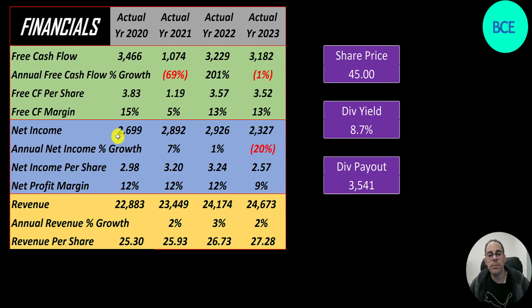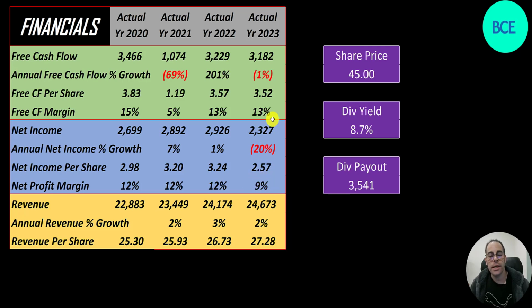Net income is the profit or loss on the income statement. It's revenue minus expenses. And that's fairly consistent, 2.5 to 3 billion a year. It was lowest in 2023 at 2.3 billion, down 20% from 2022. Their margins dropped from 12% to 9%. That's not what you want to see.